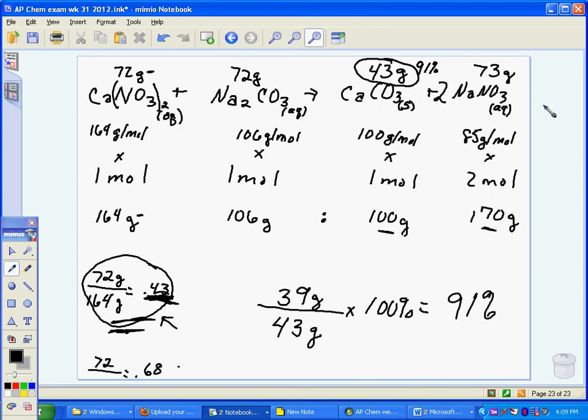My 53% is this one. The problem did not ask for my percent yield here, but if I wanted to know, I would just say 39, and in this case divided by 73. And that's where that 53% that I saw earlier comes from.